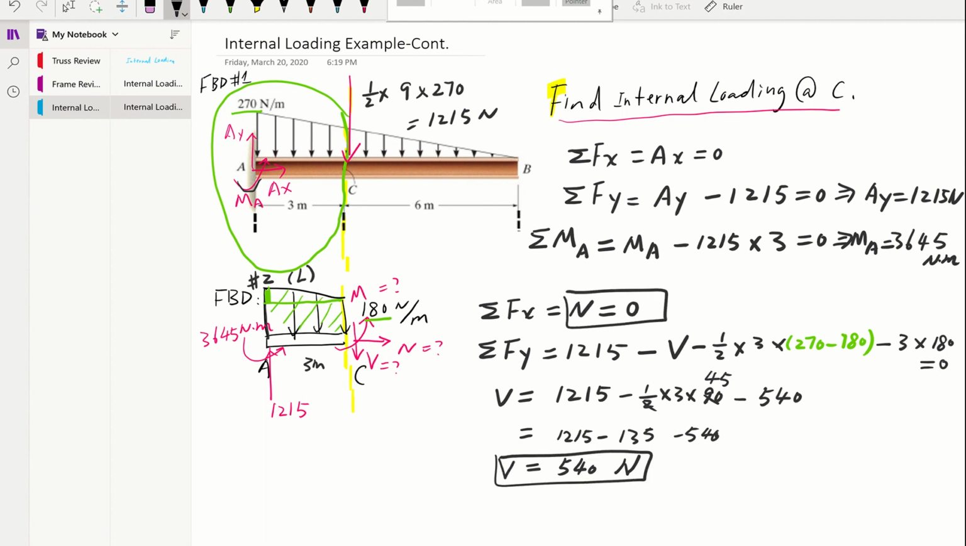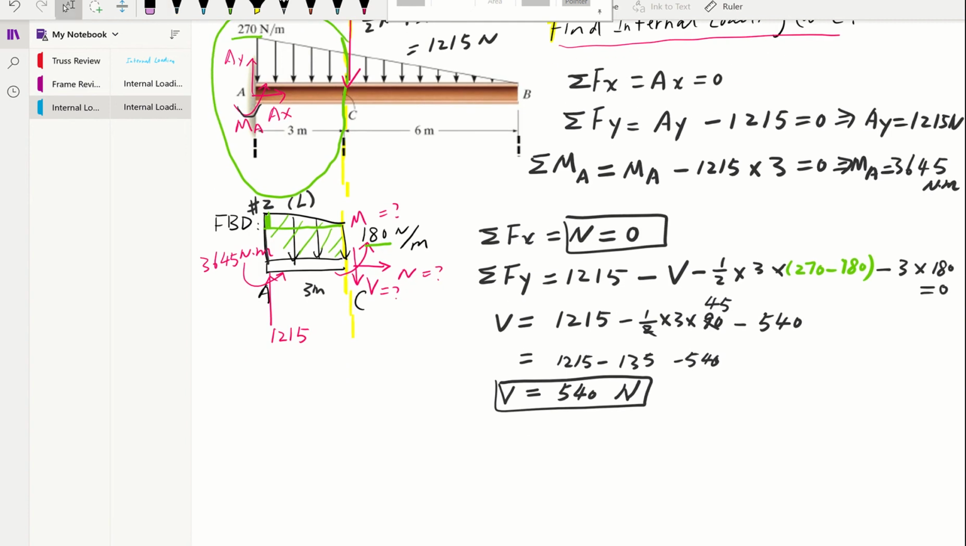And that's our N. The last thing we need to solve is this moment. This is a good time to review. How do we solve the moment? Where do we take the moment about? That's right, where we cut. So we're going to take the moment at this point where we cut. Based on this FBD number 2, what's included in this equation? We have this 3645 right here. That's going to be counterclockwise, so that's positive. That's the moment itself.